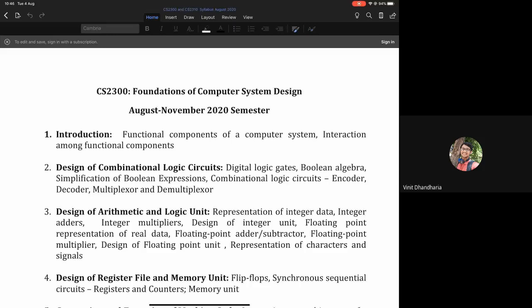We already started with the introduction. We got some idea about the functional components of a computer system. We'll be touching upon the interaction among the functional components like ALU, control unit, memory unit, and so on later, maybe in the next class.